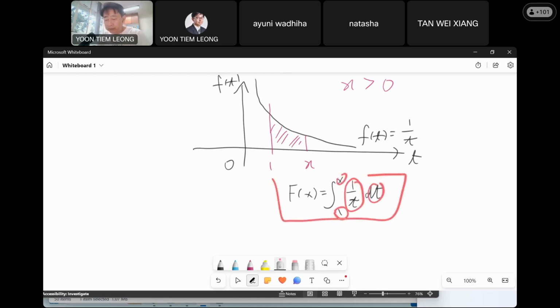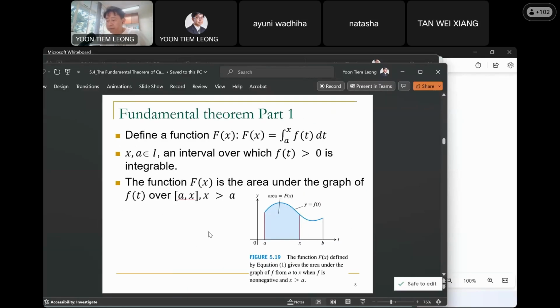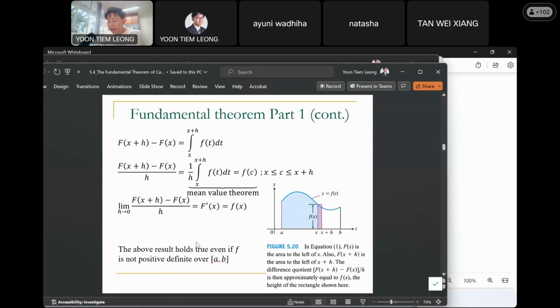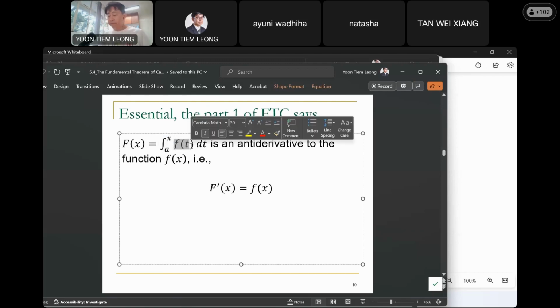We have seen this kind of function when we talked about the fundamental theorem of calculus. We defined such a function, F of x, in part 1 of the fundamental theorem of calculus. So the capital function F(x) defined in such a way has been shown to be an antiderivative of the function f, where f of x is the integrand in the definite integral.